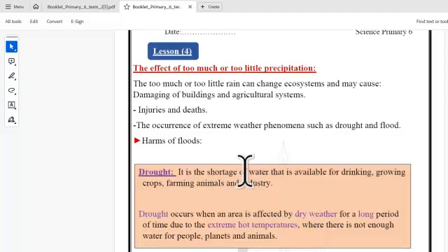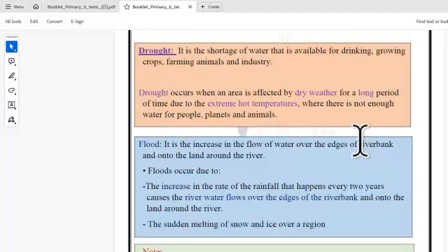Lesson 4: the effect of too much or too little precipitation. Too much or too little rain can change ecosystems and may cause damage to buildings and agricultural systems, injuries and deaths. It causes extreme weather phenomena such as drought and flood. Harms of drought.